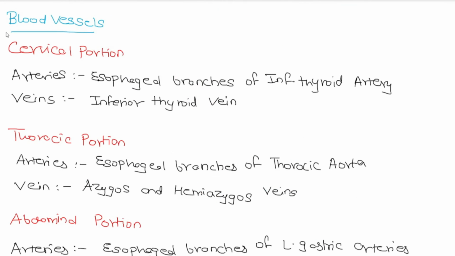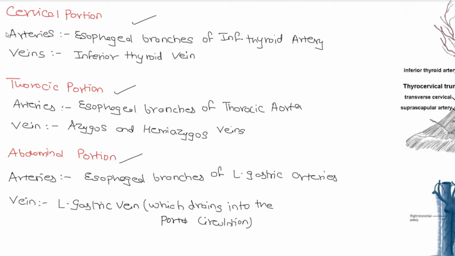Now regarding the esophageal blood supply, we can divide it again into the three portions, that is the cervical part, the thoracic part and the abdominal part. The cervical part of the esophagus is supplied by the esophageal branches of the inferior thyroid artery, whereas the venous supply is by the inferior thyroid vein.